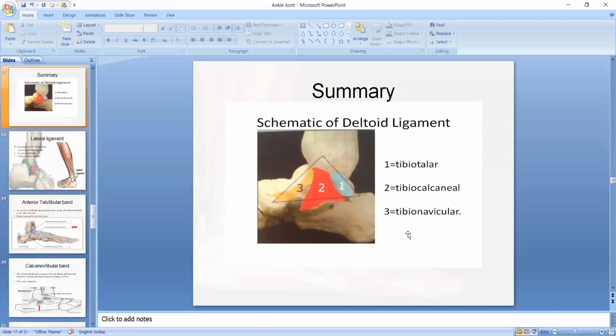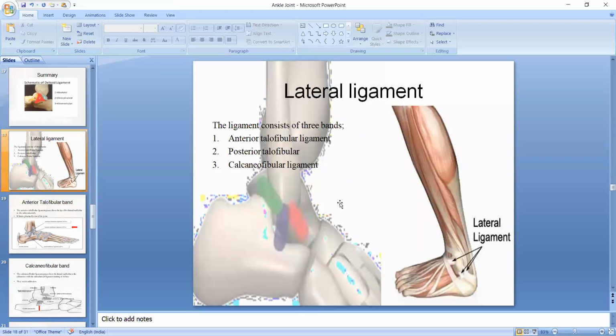So this is the deltoid ligament we can see here: the tibiotalar, tibiocalcaneal, and tibionavicular. These all constitute the deltoid ligament. Now we can discuss the lateral ligament. The lateral ligament consists of three bands: the anterior talofibular ligament, the posterior talofibular ligament, and the calcaneofibular ligament.